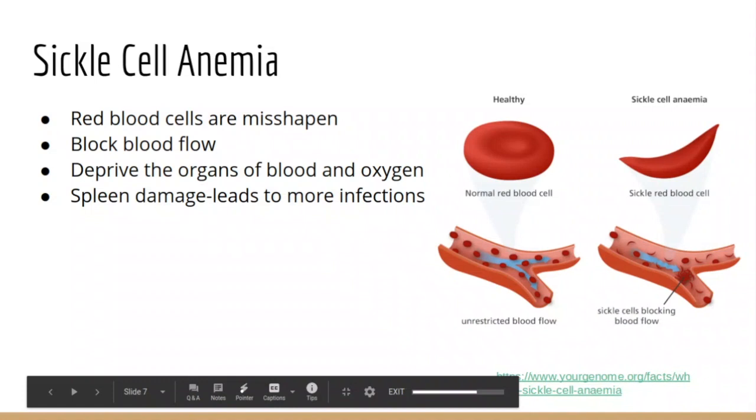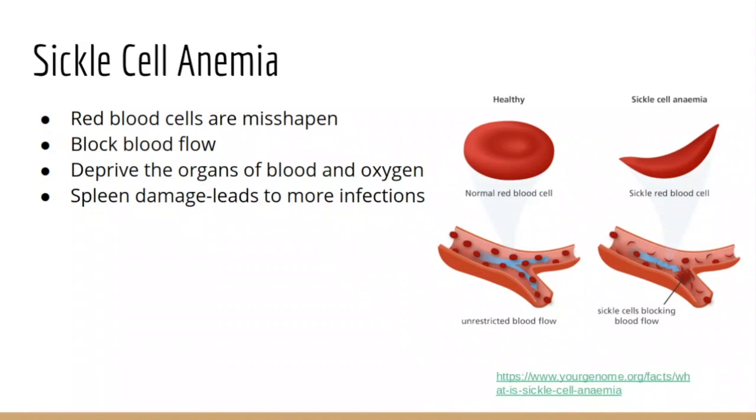Anna also suffered from sickle cell anemia. This is when your red blood cells are shaped like a sickle. These will block blood flow, as shown in the image. Without blood, the organs will be deprived of oxygen. This can damage the spleen, and the spleen keeps the body's fluids balanced, and when the spleen is damaged, this will lead to more infections.